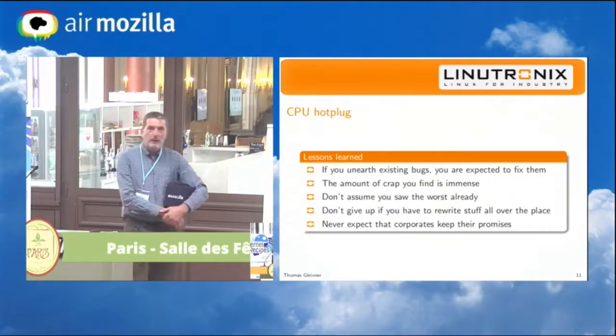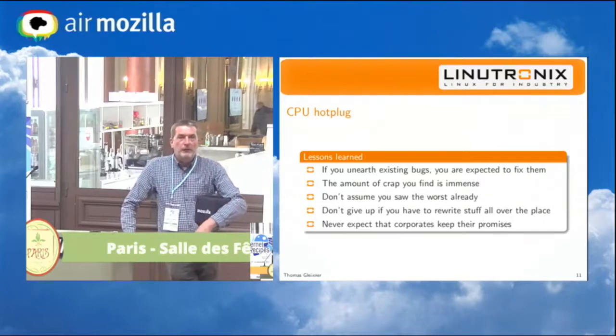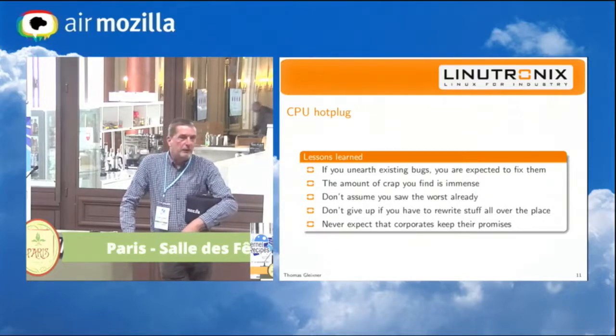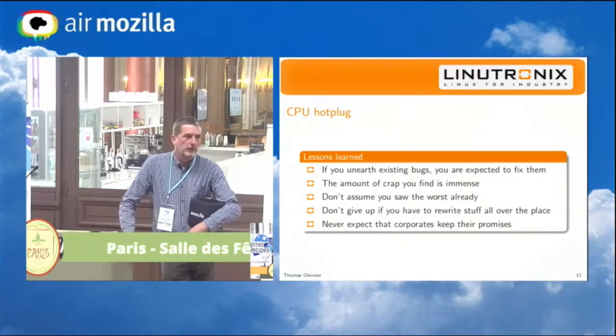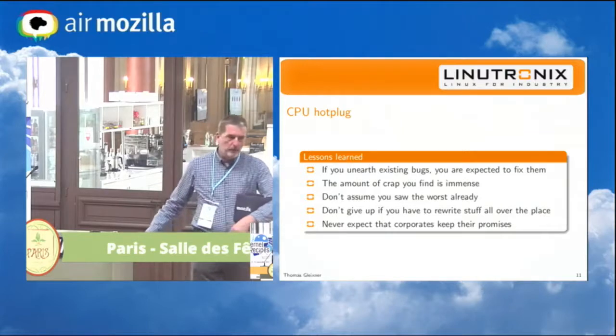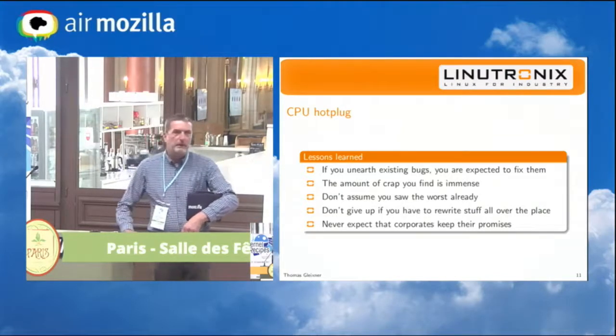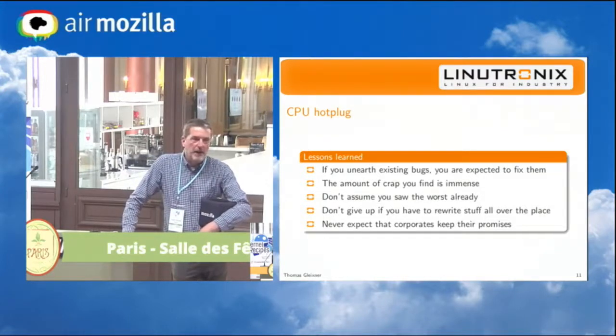So let's talk a little bit about lessons learned. One thing I found out: if you unearth existing bugs, you are expected to fix them. When we found the first bugs in the hotplug notifier callbacks, we pointed some of them out to the maintainers because we weren't entirely sure how to deal with them. That was completely ignored, because it looked like, okay, we used this code for 5 years now, and it never exploded, so it must be correct. So we went and fixed it. We got occasionally the feedback that the fix is wrong, and then after sending patches, the maintainers actually cleared.